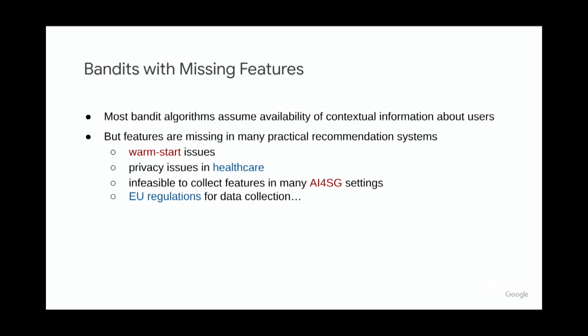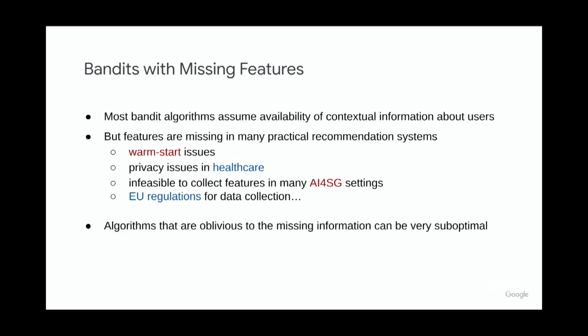And finally, missing features could be because of government regulations as well. Recently, the European Union passed some regulations saying that you can't collect all forms of data about users. So you are restricted to collecting only some kinds of information which are non-identifiable about the users. All of these reasons clearly show that it's important to consider missing information in bandit algorithms. And it turns out algorithms that are oblivious to this missing information often tend to perform very poorly in practice. Okay, I will explain a bit more on why they perform very poorly.